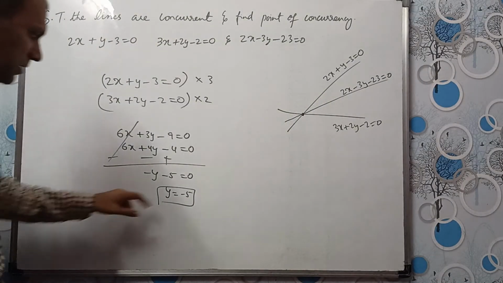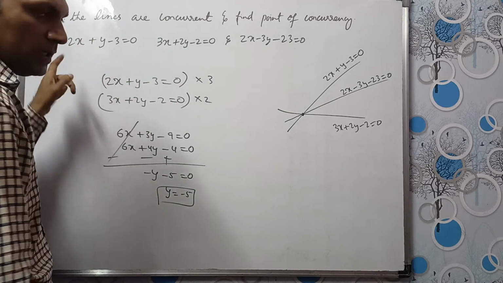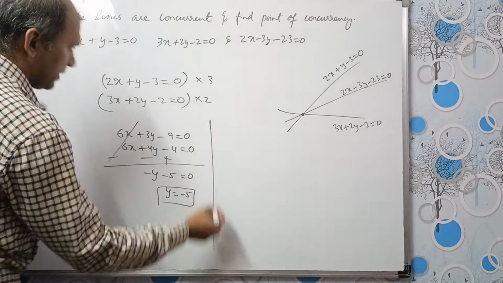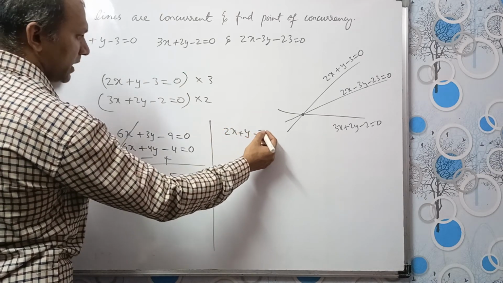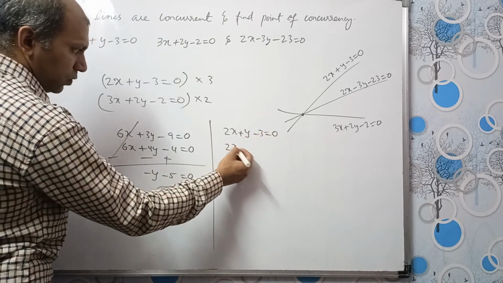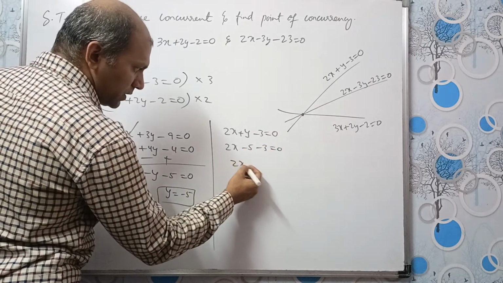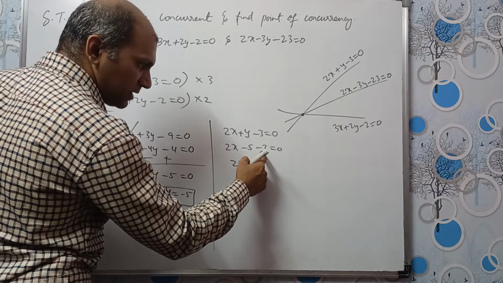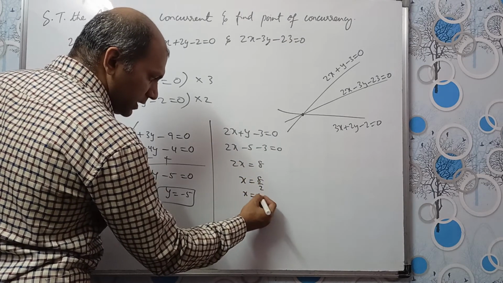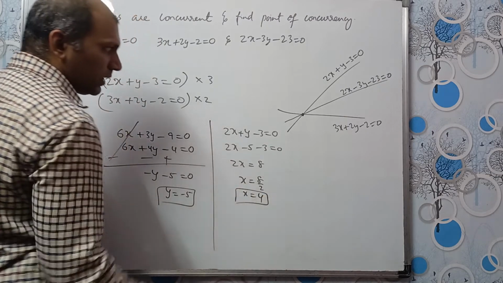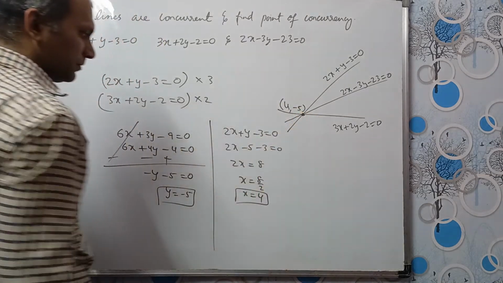So y will be equal to minus 5. Now if you substitute y is equal to minus 5 in either equation, we'll get the value of x. Let us substitute it in 2x plus y minus 3 is equal to 0. 2x, y value is minus 5, minus 3 is equal to 0. So it is 2x is equal to 8. Minus 5 minus 3 is minus 8. Minus 8 goes on the other side, becomes plus 8. 8 by 2 is equal to 4. So we got the point of intersection 4 comma minus 5.